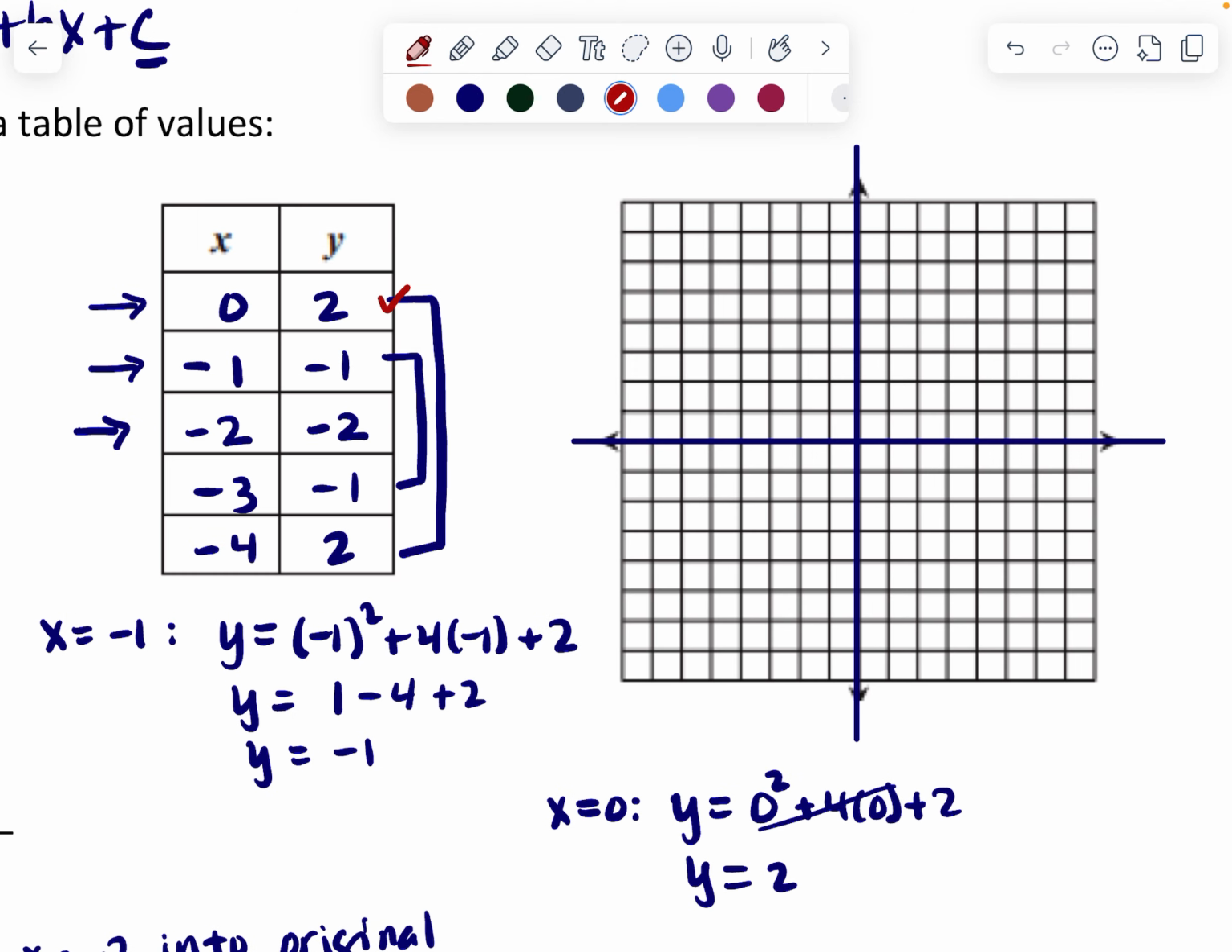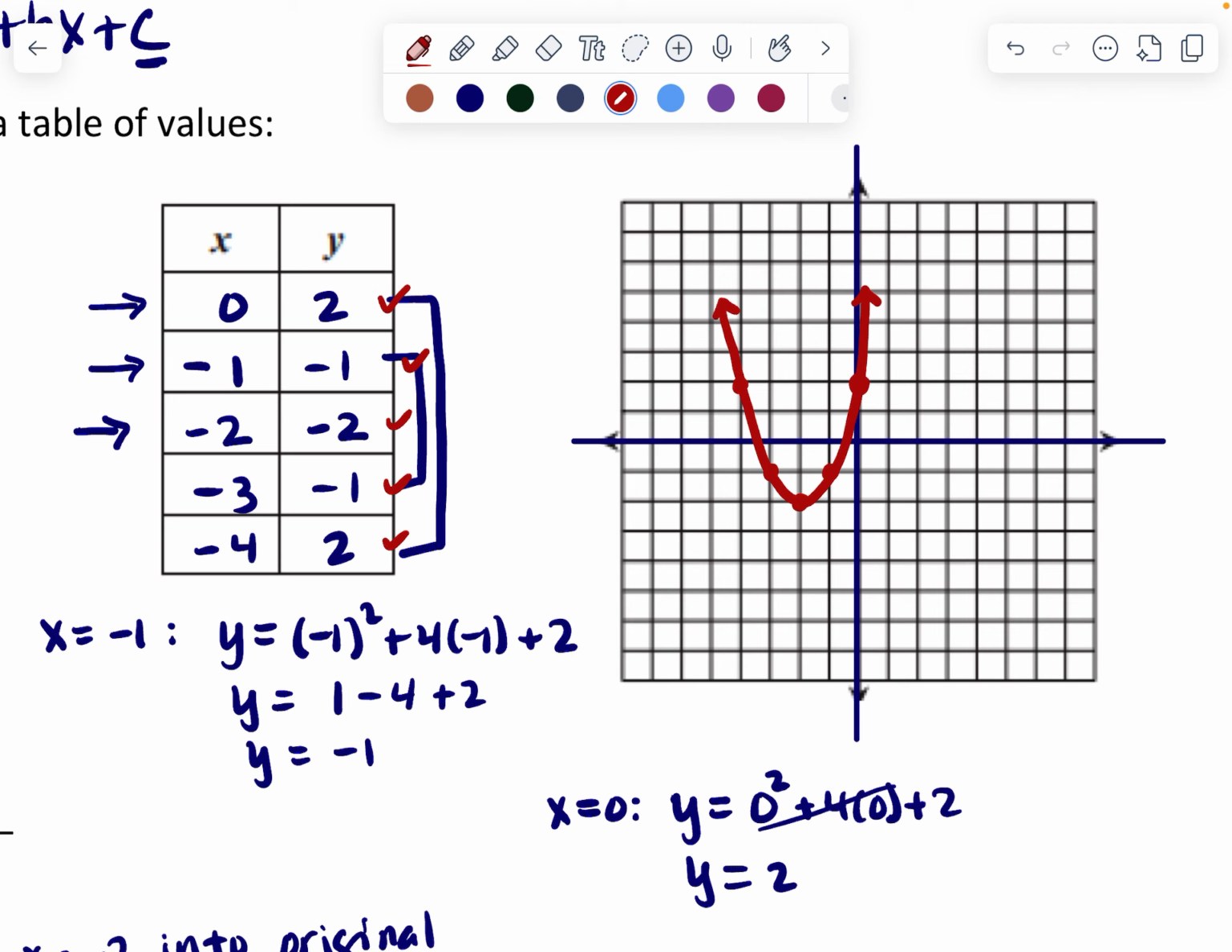My first point is 0, 2, which is right there. My next point is negative 1, which is right there. Then I have negative 2, which is here. Then I have negative 3, negative 1, which is here. And then I have negative 4, 2, which is right there, connecting the dots to the best of your ability, of course. There is your problem. Okay?